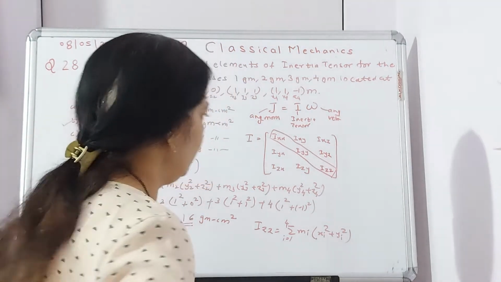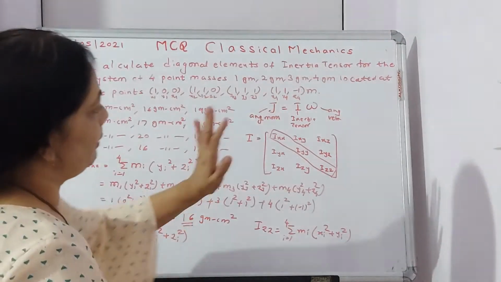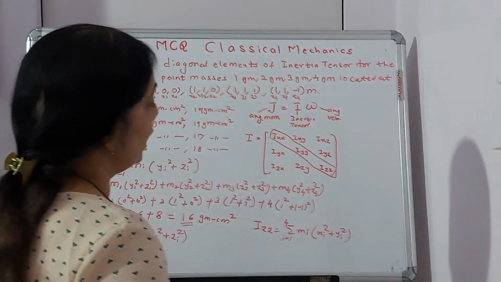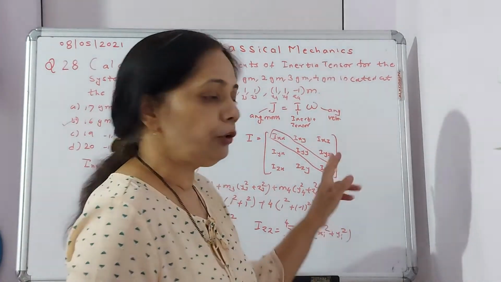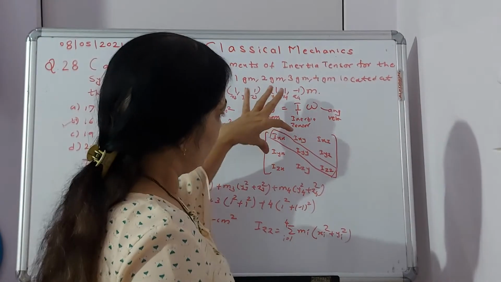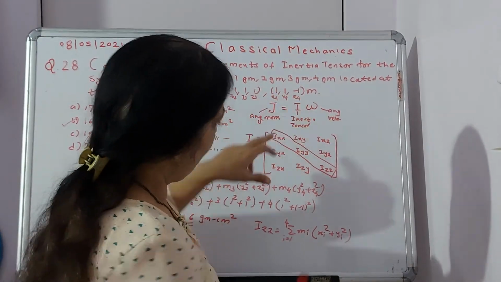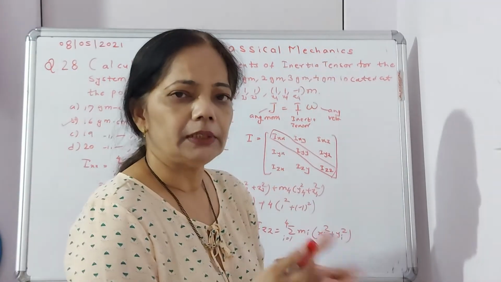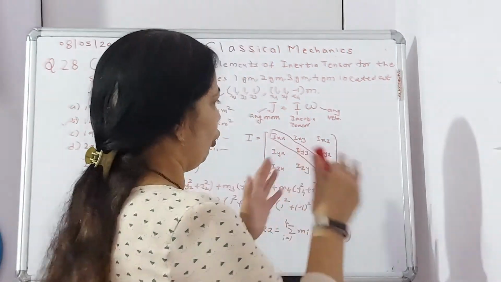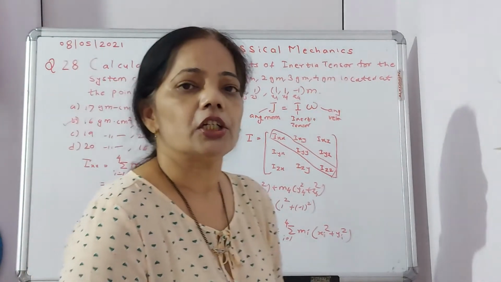Check it out. Same logic, but this is a very important topic. Inertia tensor. If they ask for the full matrix, then you need to find out Ixy. This should be same, this should be same, and this should be same. That is the logic behind finding all the elements of the inertia tensor.